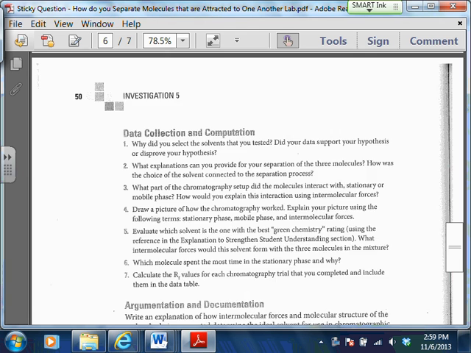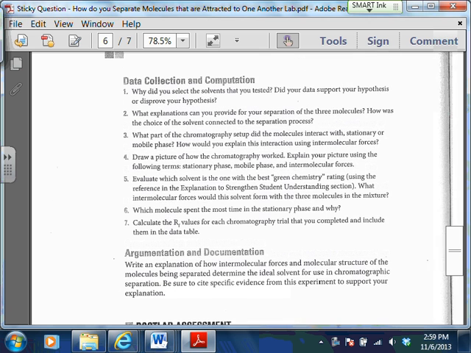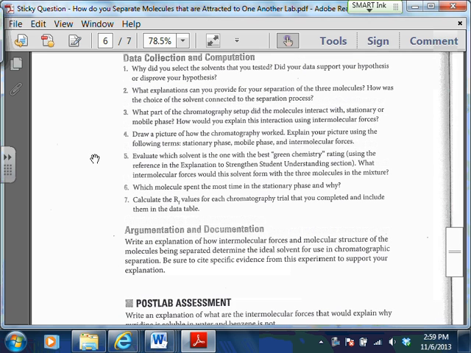And then 7, calculate the RF values for each chromatography trial you completed and include them in the data table. I don't know why they don't have you do that before you answer all these questions. That doesn't make a lot of sense to me. So basically, number 7, you're already going to have that answered in your claims and evidence section. So you can just forget about that one. As long as you put it in claims and evidence, you don't need to worry about re-answering it here.